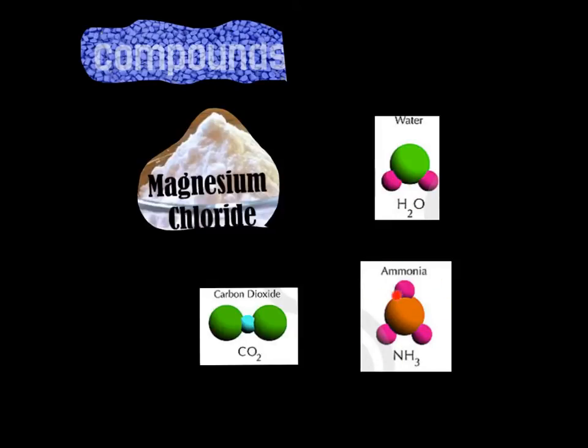Ammonia has a nitrogen atom bonded with 3 hydrogen atoms. And carbon dioxide has 1 carbon atom with 2 oxygen atoms. Notice that in all 3 of these examples, the atoms are bonded to one another. That's what makes a compound a compound.